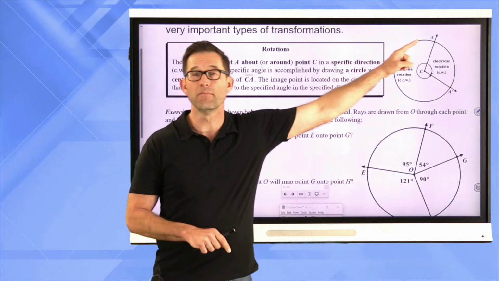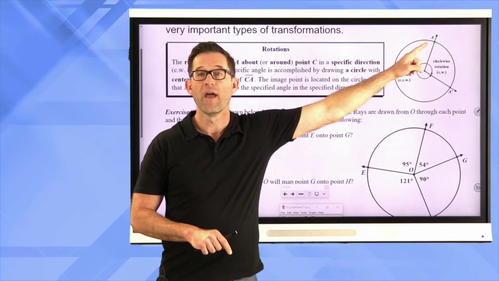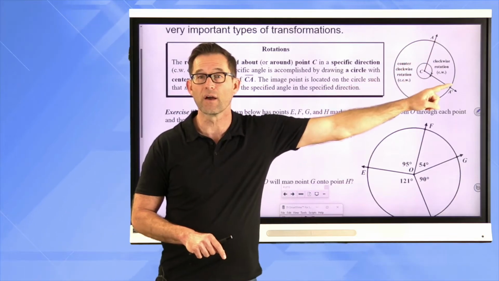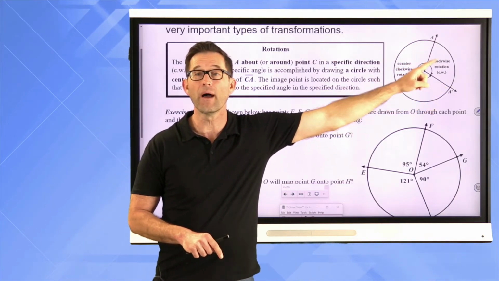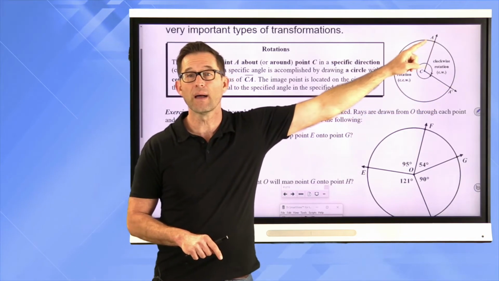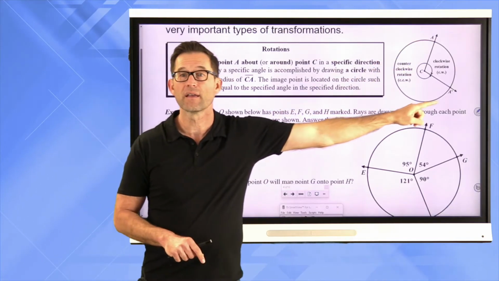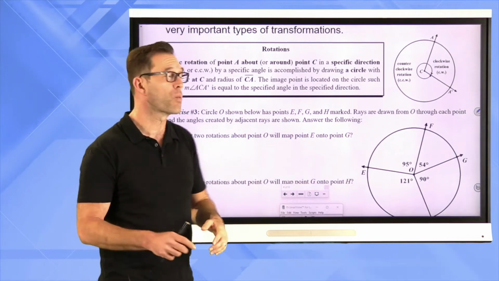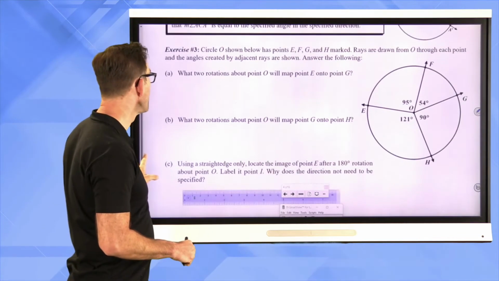So if I've got some point A and I've got a center point, sometimes I will be rotating around to hit point A prime clockwise. Sometimes I will be rotating it counterclockwise to reach point A prime. And let's get a little bit of work with that idea in exercise number 3.